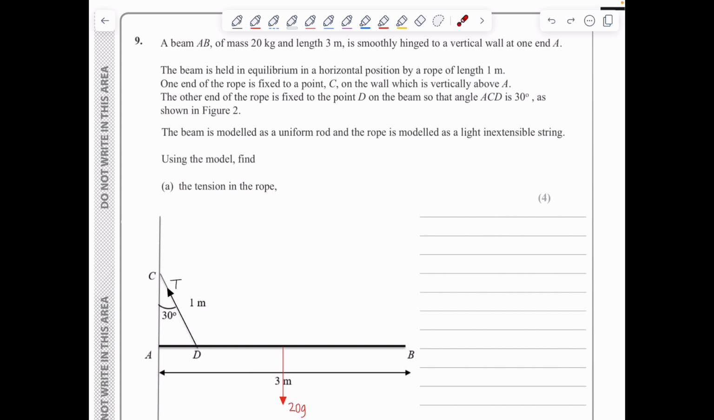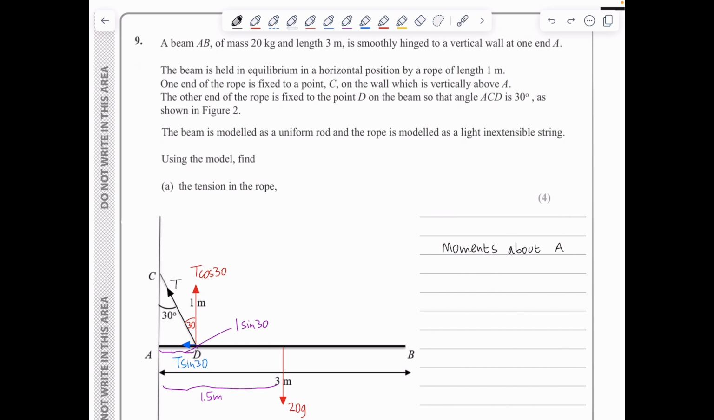It's acting at a distance of 1.5 meters because, as we already said, the beam is modeled as being uniform. And then looking at the tension here, I will resolve this into a vertical component of T cos 30 and a horizontal component pointing towards the wall of magnitude T sin 30. The distance at which this is acting is simply given by 1 sin 30. So I can now take moments about A.